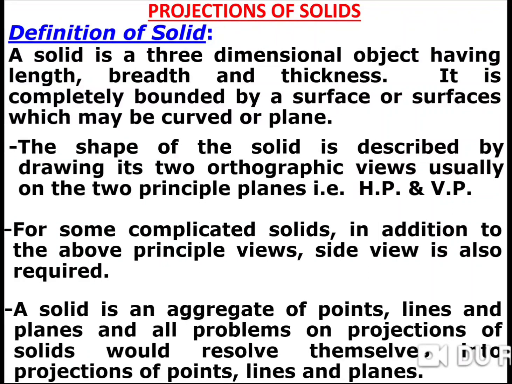A solid is an aggregate of points, lines, and planes, and all problems on the projection of solids resolve themselves into projection of points, lines, and planes, because a solid is made of a number of points, a number of lines, and those lines contribute the planes, and those planes are joined.